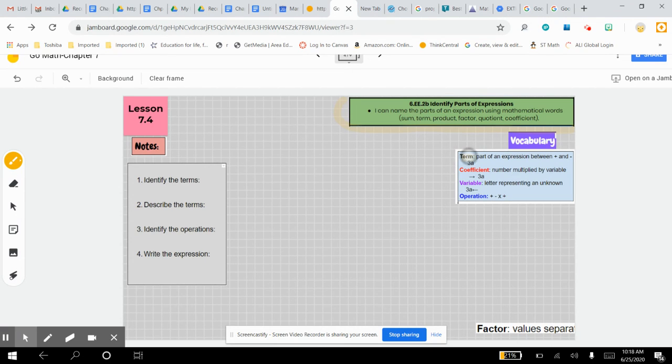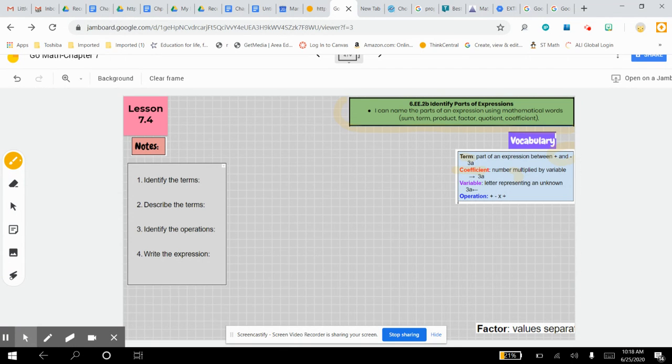First of all, the word term. The word term is the part of an expression between the plus and the minus. This is important. That has to be between a plus and a minus. So a term would look like 3a. Coefficients are numbers multiplied by the variable. So after the arrow, you see a 3 and an a. The coefficient is going to be 3. The variable then, of course, is a letter, and you see that with the arrow.